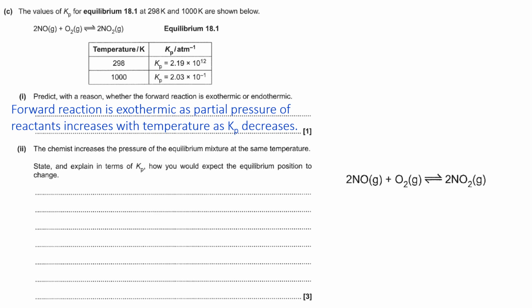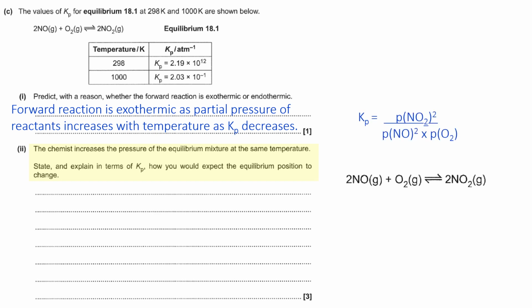So the next part is stating and explaining, in terms of Kp, how you'd expect the equilibrium position to change if you increase the pressure but keep the temperature the same. So pressure is connected to the number of moles of gaseous molecules on each side of the equation. And you also need to remember that if it's the same temperature, the value of Kp will stay the same, even though the ratio of reactants to products might change.